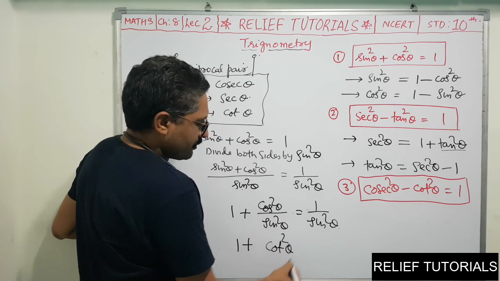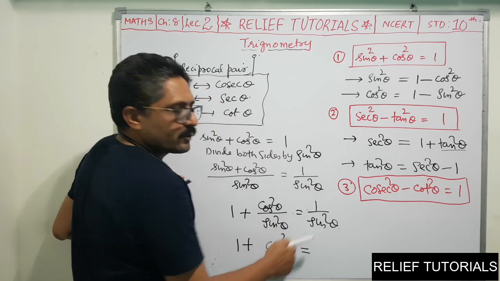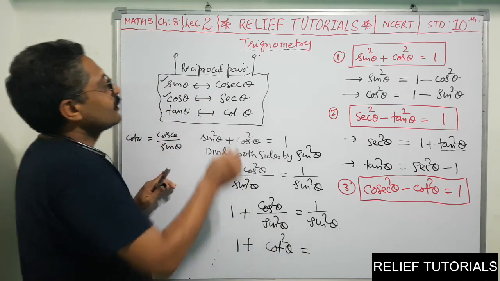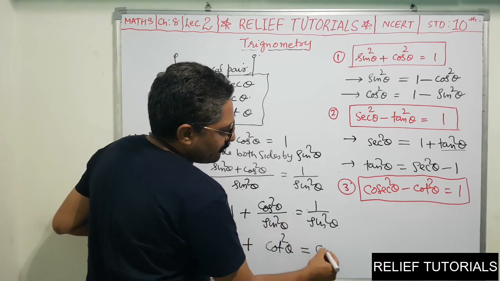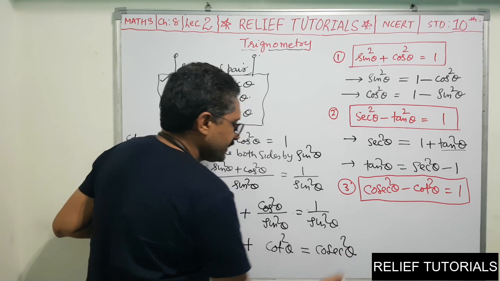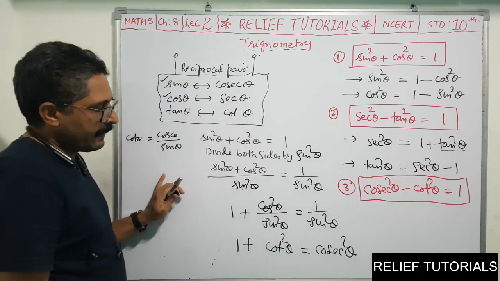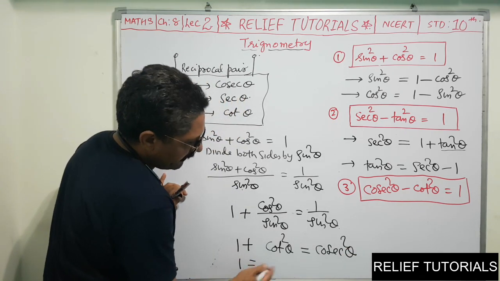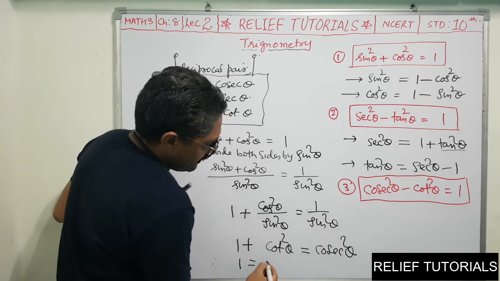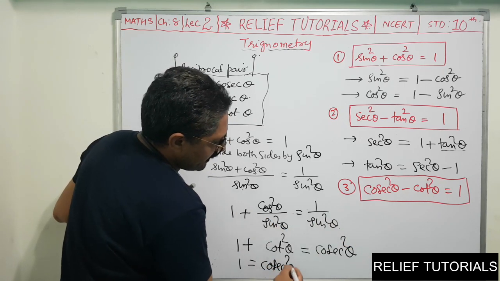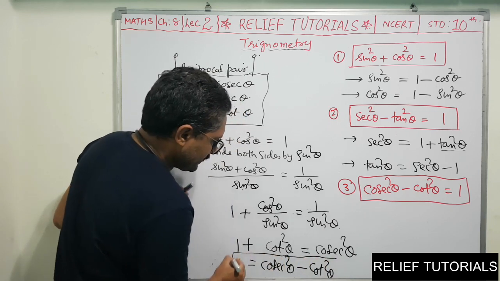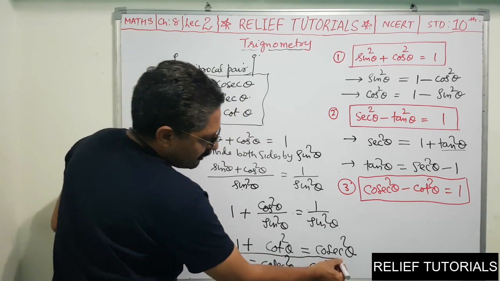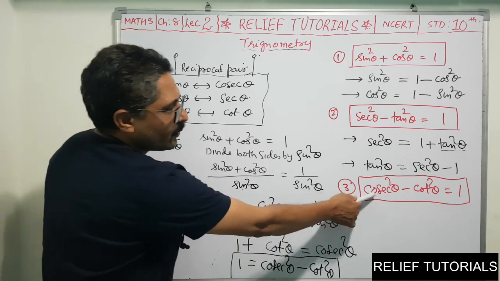So cos theta upon sin theta, that is cot theta. Now here, cot square theta is equal to 1 upon sin. The reciprocal of sin is cosec, so 1 upon sin square theta gives you cosec square theta. Now this cot square will go on the other side, so that is equal to cosec square theta minus cot square theta. So we got this: cosec square theta minus cot square theta is equal to 1.